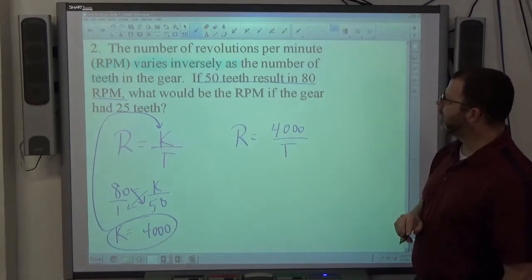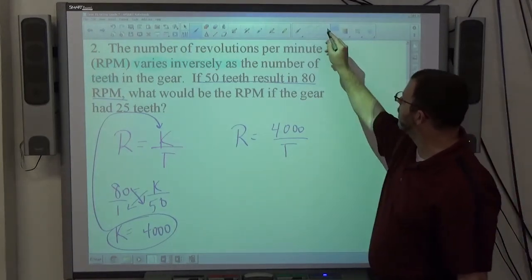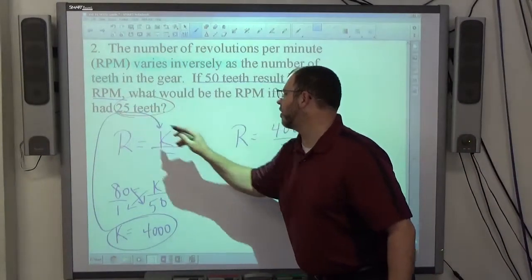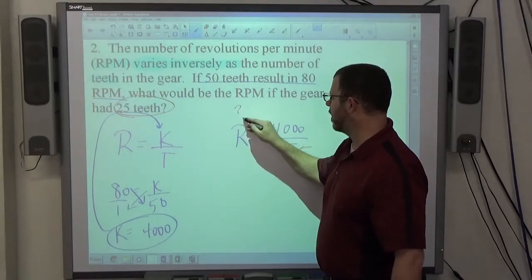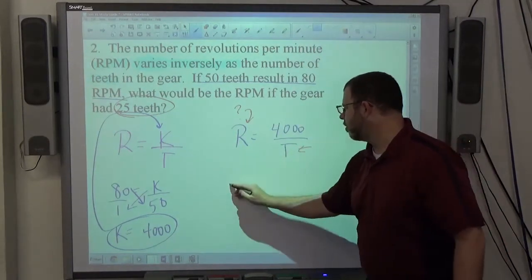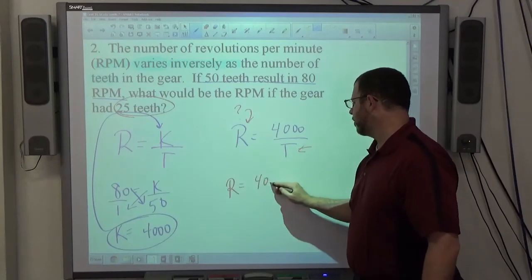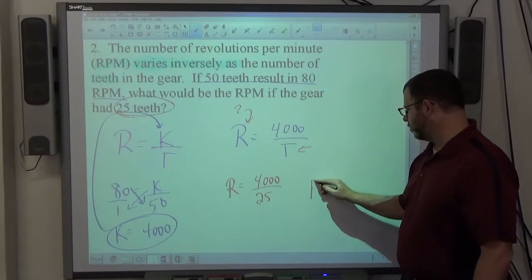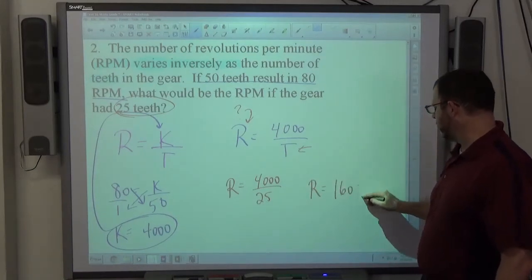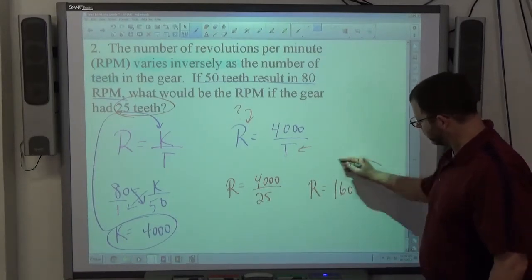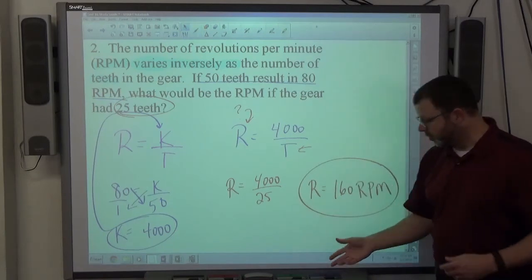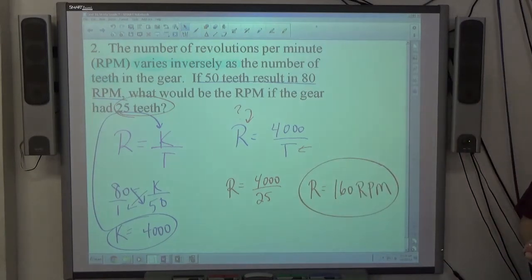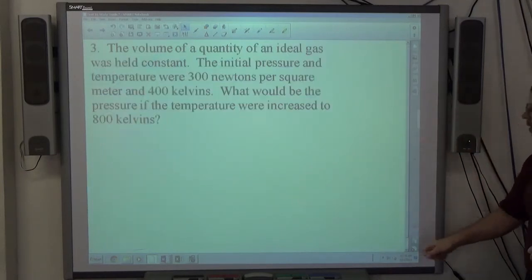And then finally, what would be the RPM if the gear had 25 teeth? So they're telling us how many teeth there are, 25. They're asking us for what the RPM is. So R is going to equal 4,000 over 25. And if we divide that out, we're going to get 160 RPM. So problem 1 on the test is going to be a direct variation, problem 2 inverse variation. Just be familiar with the technique for both of those.